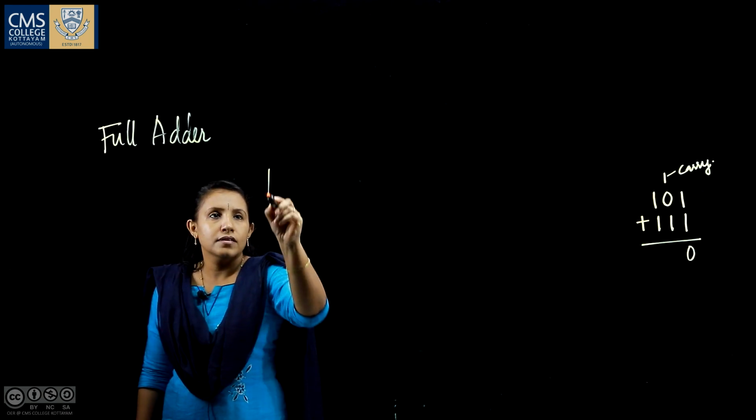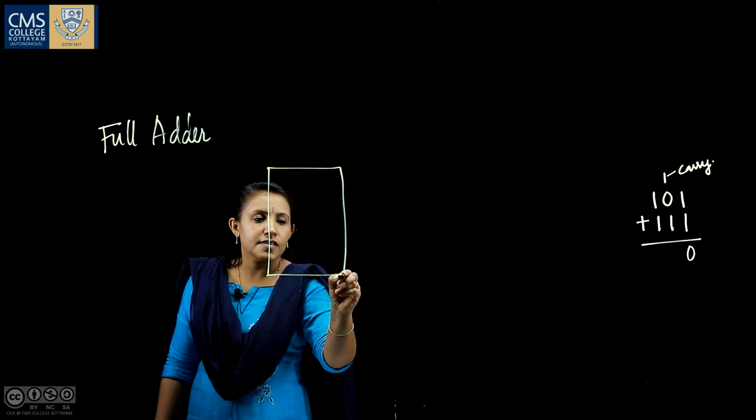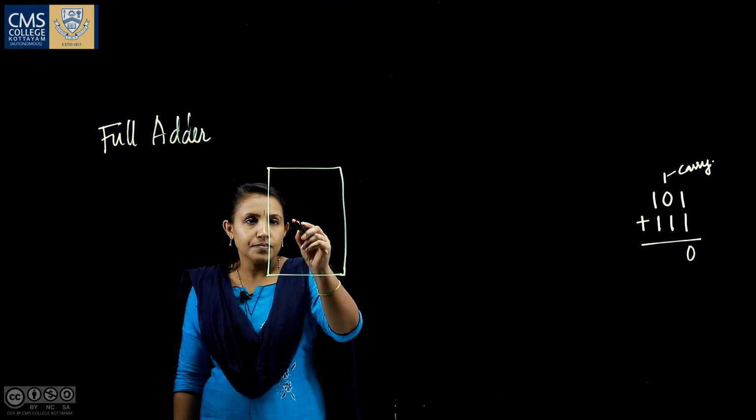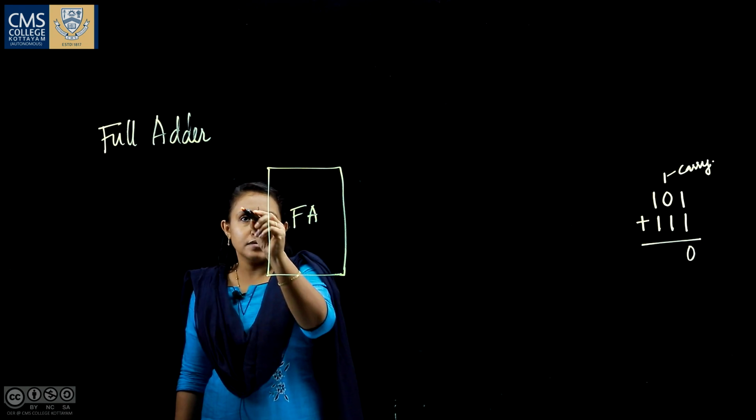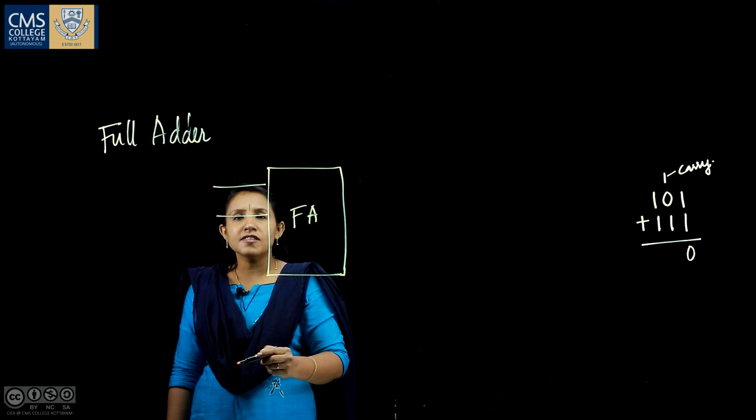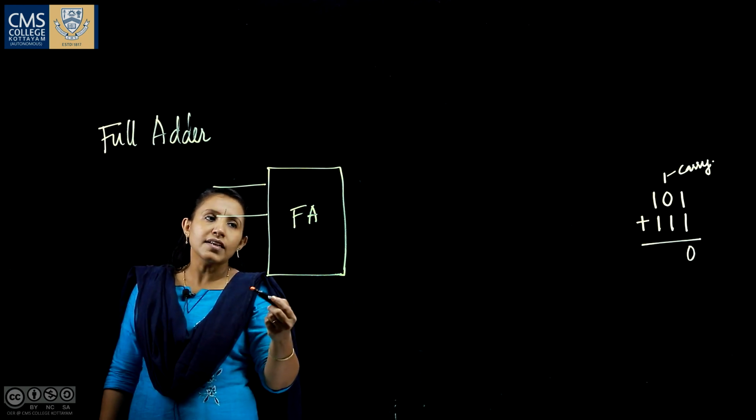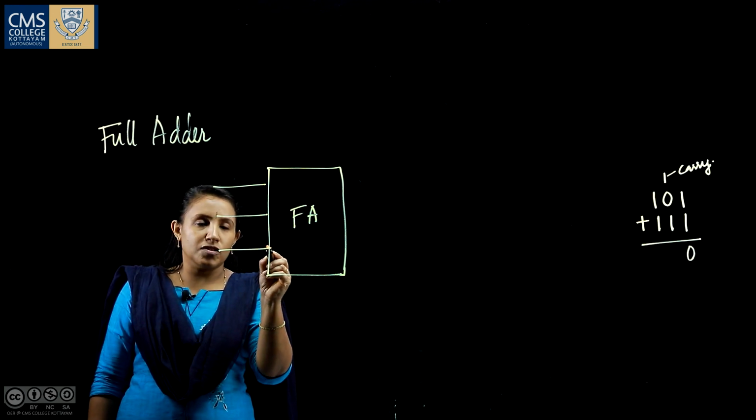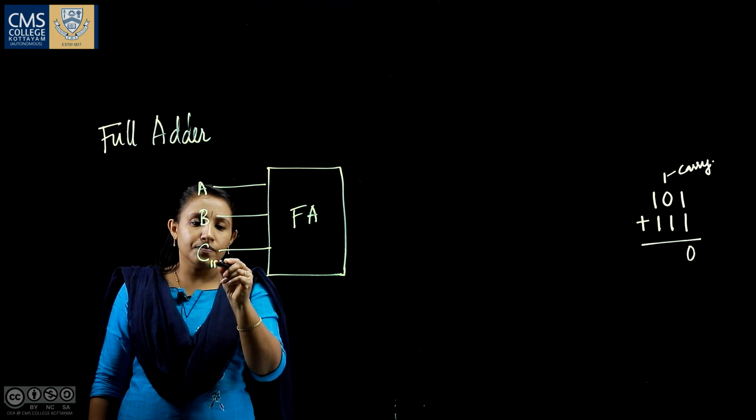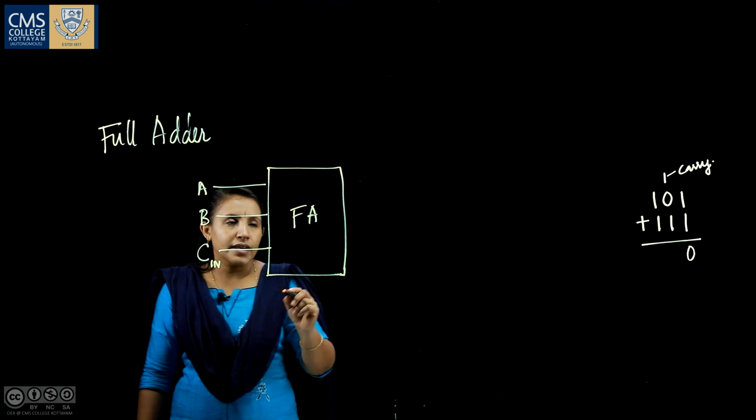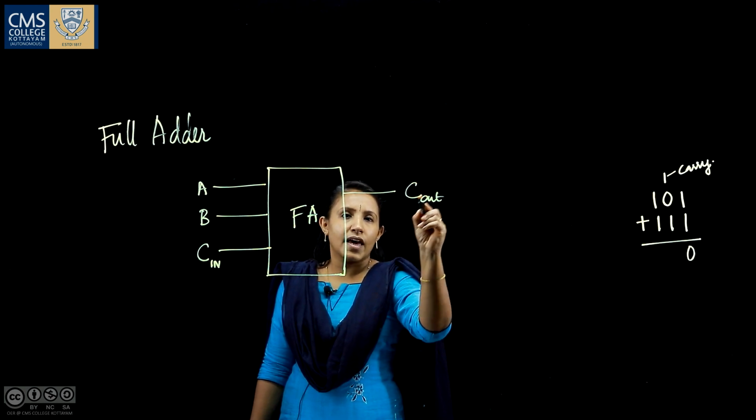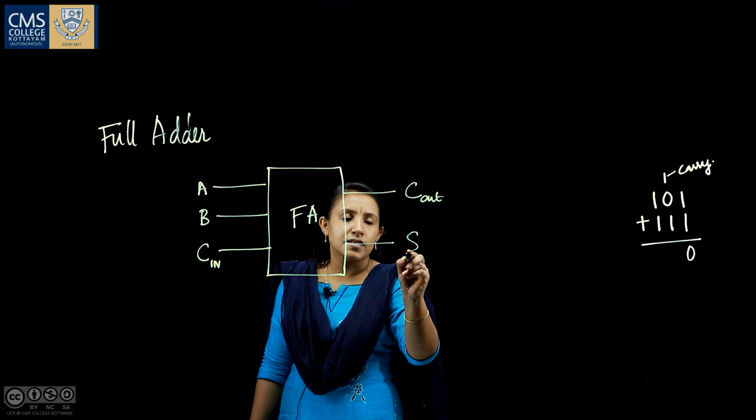A full adder is much more difficult to implement than the half adder. The schematic diagram of a full adder is something like this. A difference between a full adder and a half adder is that a full adder has three inputs, A, B and C in. This is a carry in, and it has two outputs. One is C out, which is a carry, and S the sum.